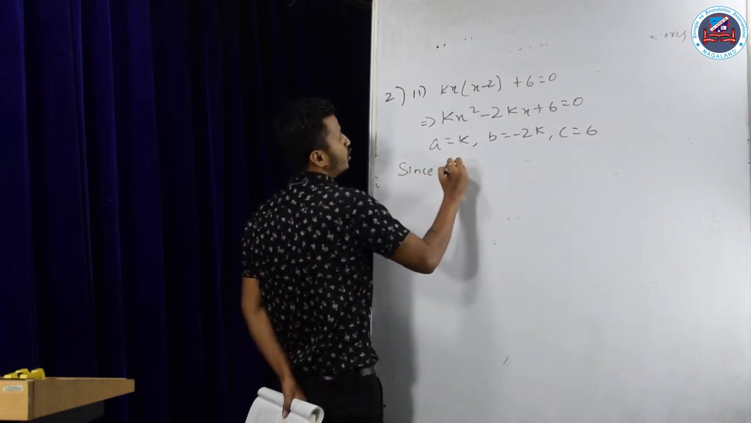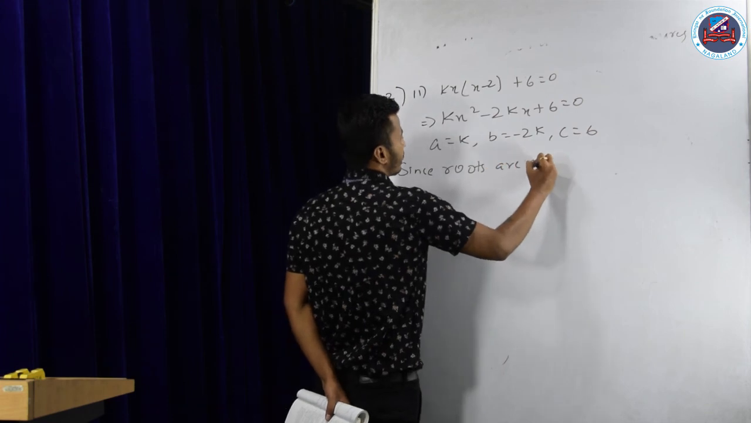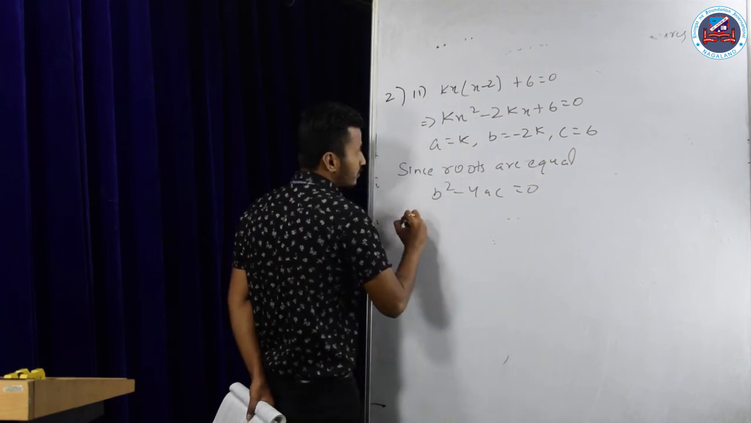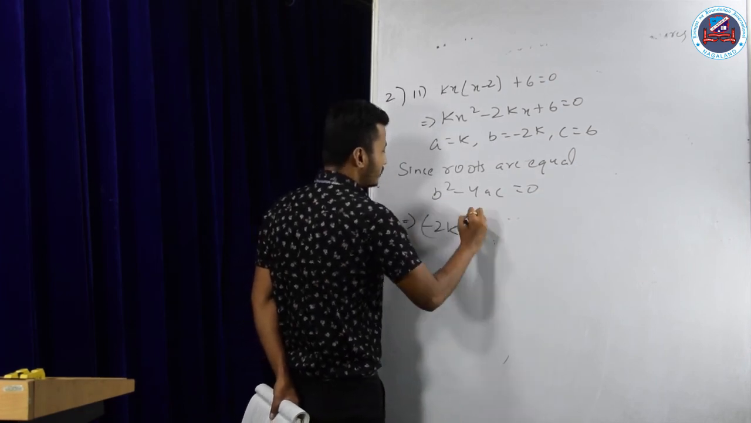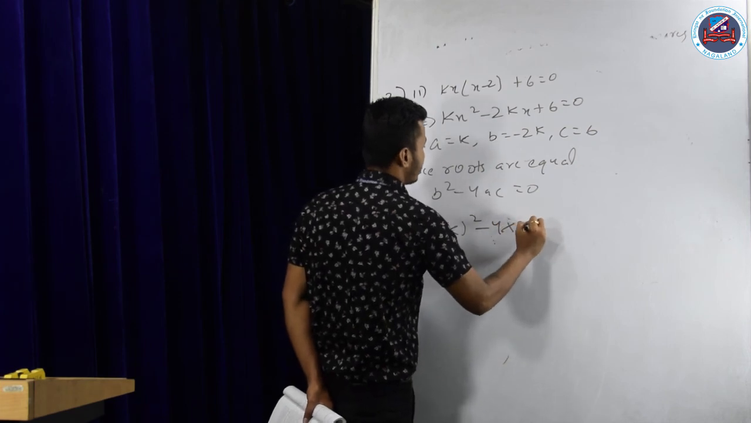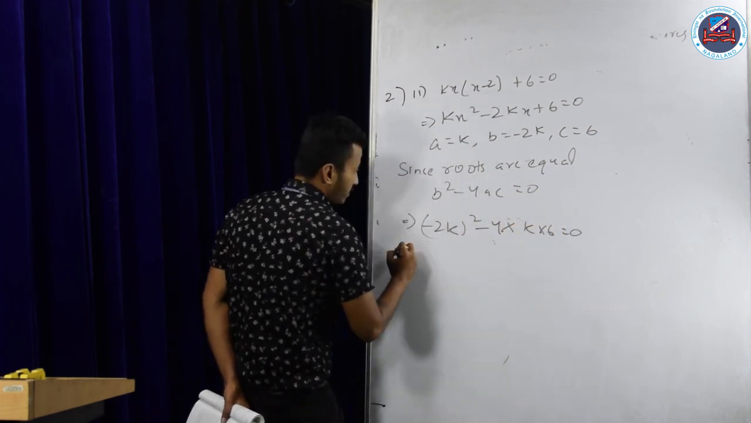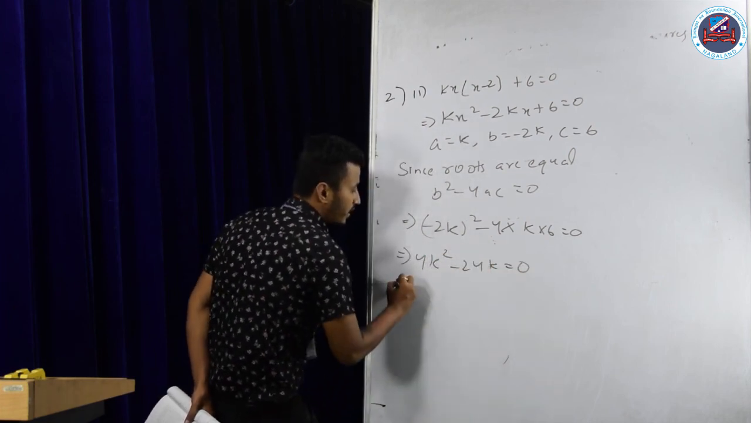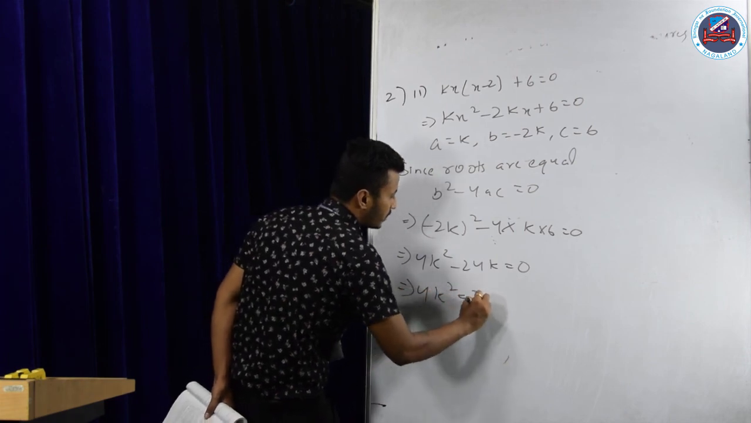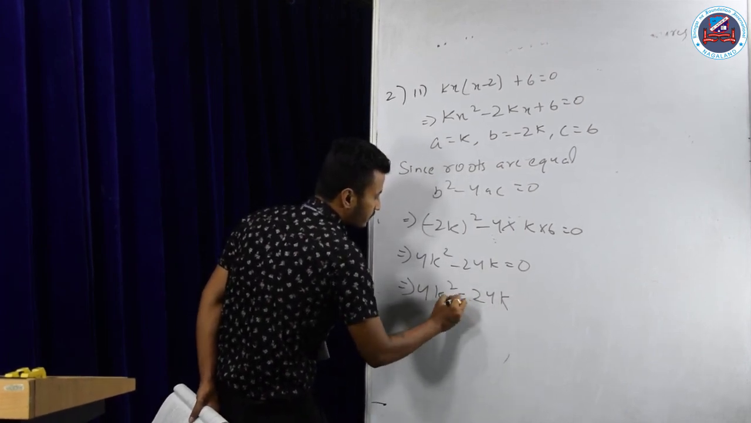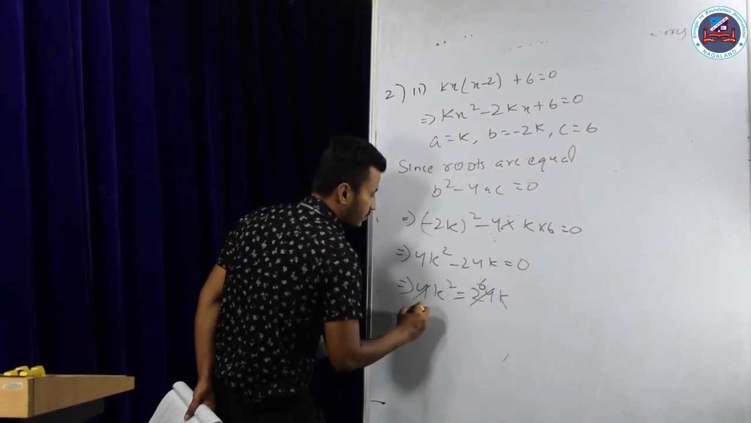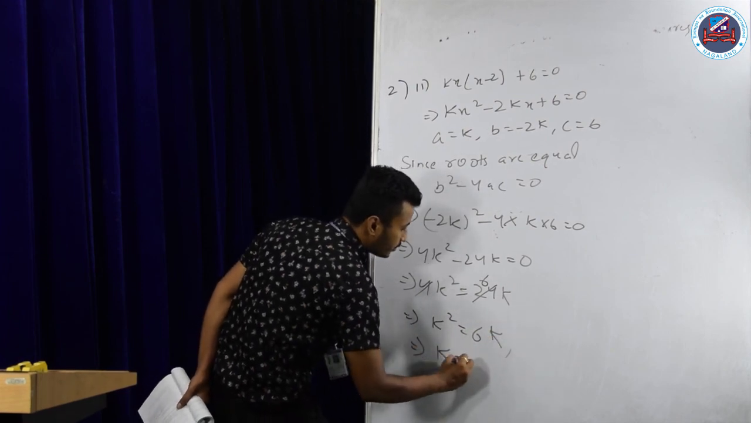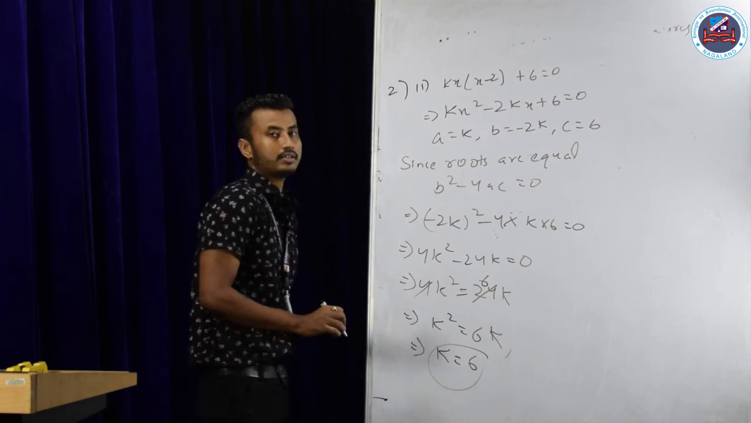Since roots are equal, we get b square minus 4ac equal to 0. So b square is what? Minus 2k whole square minus 4 into a into c equals 0. This becomes 4k square minus 24k equals 0. Take it on one side. 4k square equals plus 24k. This becomes k square equals 6k, or in other words, k equals 6. Done guys. Both the answers have been solved.